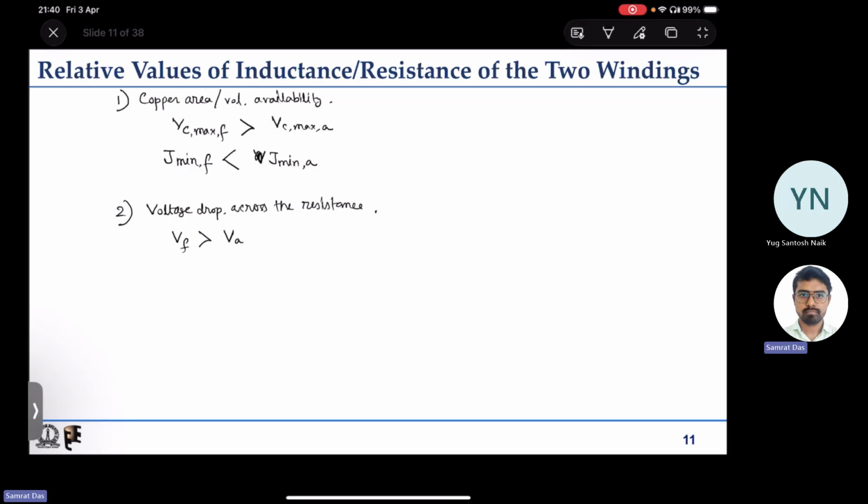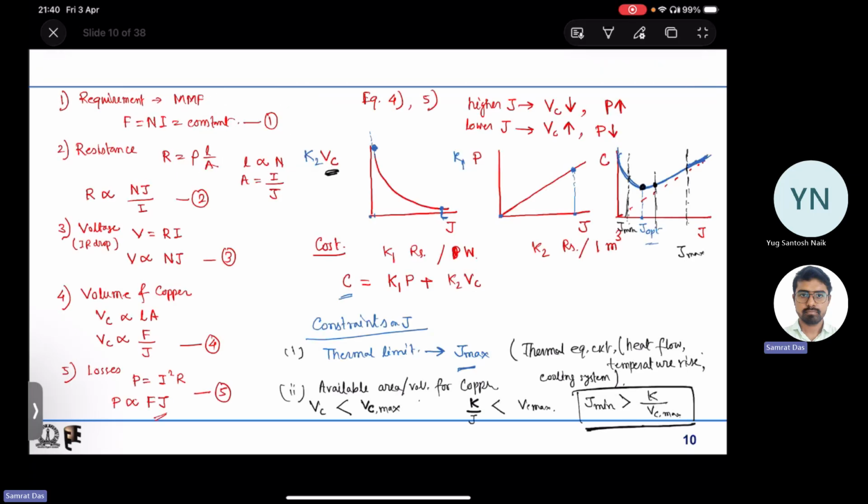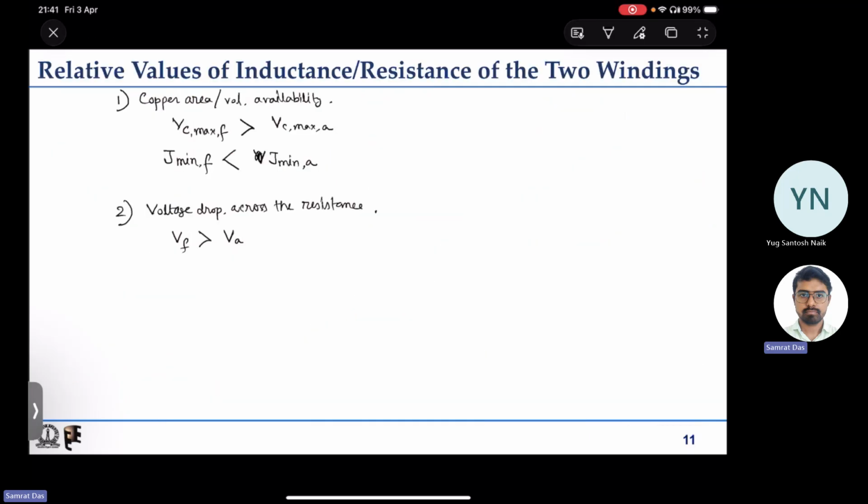So if you now look at the number of turns, if I go back, where is the voltage equation? This third equation can be written as voltage is equal to some constant k into NJ. So the voltage is equal to some constant k into NJ. So the number of turns is equal to 1 by k into V by J. So the number of turns is actually proportional to the ratio of the voltage across the resistance divided by J.